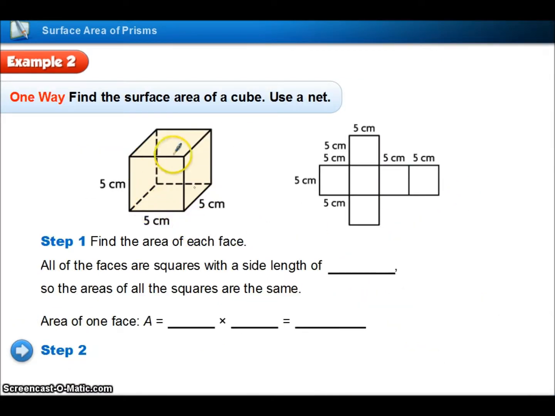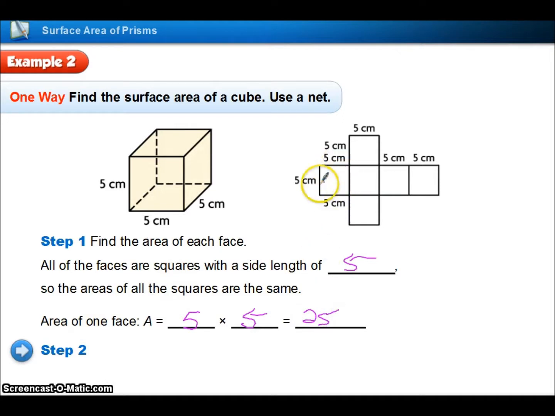This is a cube. Now notice all the sides are the same. So if I look at one face, we're going to get length times width, or s times s, which is s squared. All the side lengths are 5. So 5 times 5 is 25.